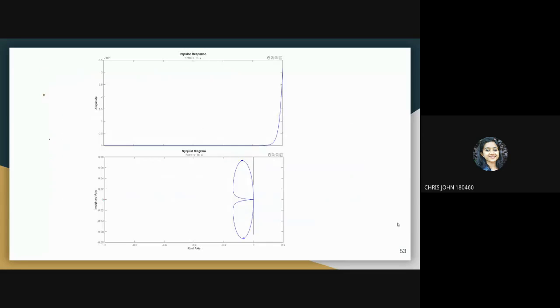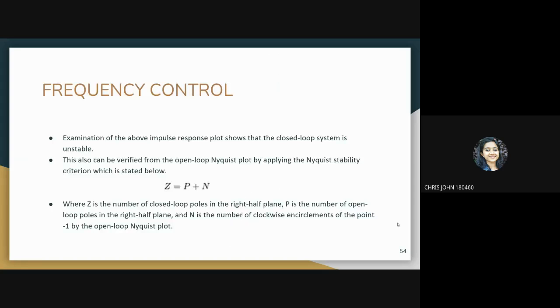Let's examine the graphs. Here you can see that the impulse response is unstable because the amplitude is not stable within 0.05. We can also verify this using Nyquist plot by applying Nyquist stability criteria, which is Z equal to P plus N. We know that our system has one open loop pole on the right plane. Therefore, P is equal to 1.